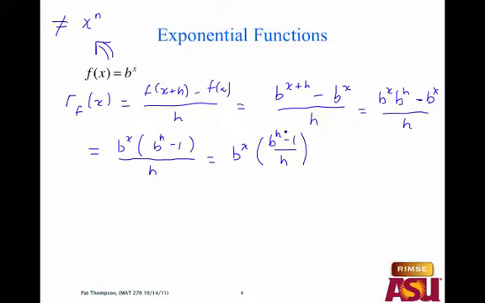So let's work through it. As h gets very, very small, or h gets close to 0, what does b to the h become? 1. So the numerator becomes 0, and the denominator is 0. So this thing right here heads towards 0 over 0. And what is that? Well, this is called an indeterminate form. And there are 3 possibilities.